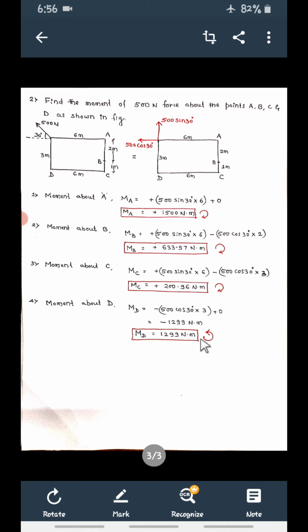Like this you have to calculate. Whenever an inclined force is acting, make horizontal and vertical component forces. Horizontal will be cos theta, vertical will be sin theta. Then the moment is force into perpendicular distance. If it is clockwise, you write plus; if it is anti-clockwise, you write minus. Then remove the minus sign and show the rotation as anti-clockwise.